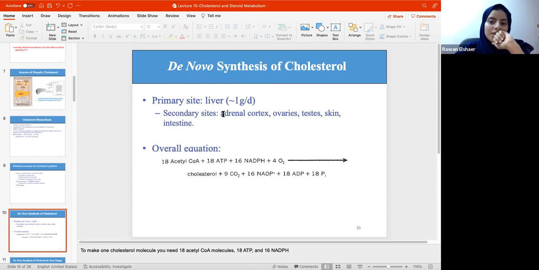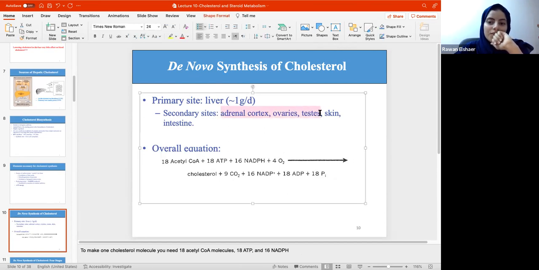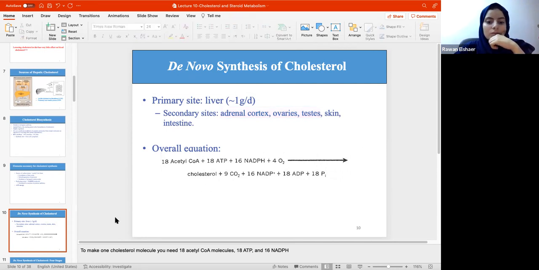These sites right here, adrenal cortex, ovaries, and testes, form cholesterol in order to form steroids, okay? That's why they form cholesterol. So there's steroidogenic tissue that forms cholesterol in order to form steroids, and we'll talk about that process as well.